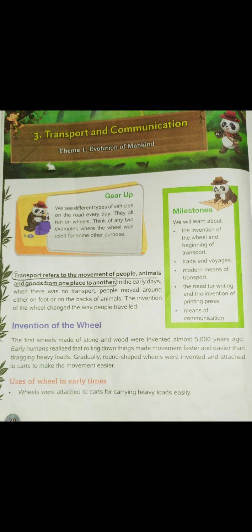So the invention of the wheel changed the way people travel. It changed people's lives. You can say that after the discovery of the wheel, people could go farther. The first wheels made of stone and wood were invented almost 5,000 years ago. Early humans realized that rolling things made movement faster and easier than dragging heavy loads. Gradually, round-shaped wheels were invented and attached to carts to make the movement easier.